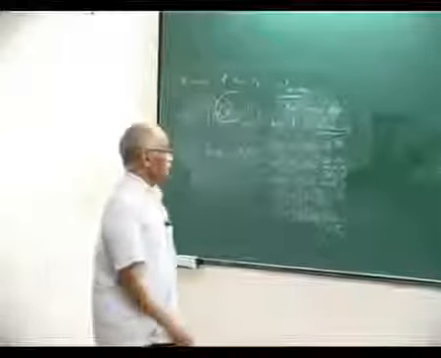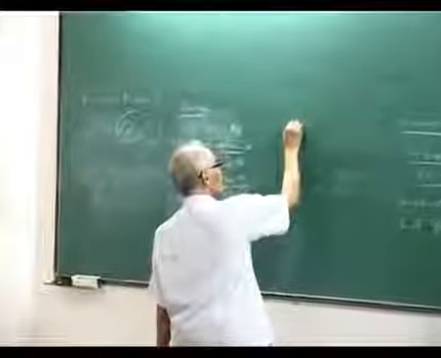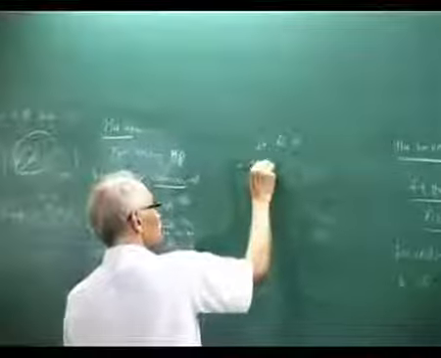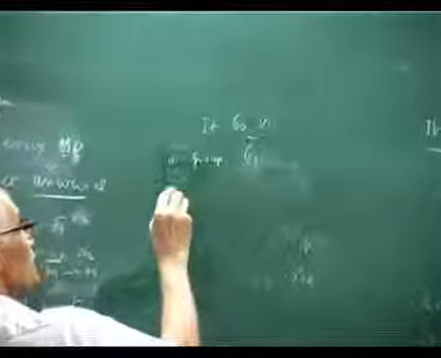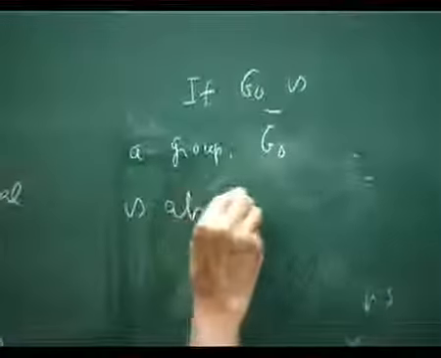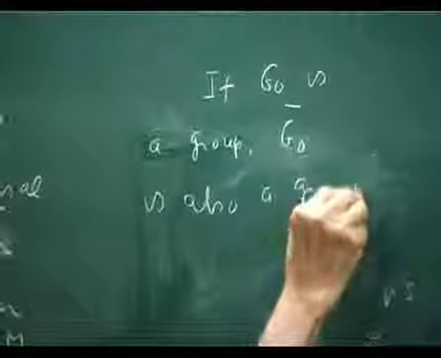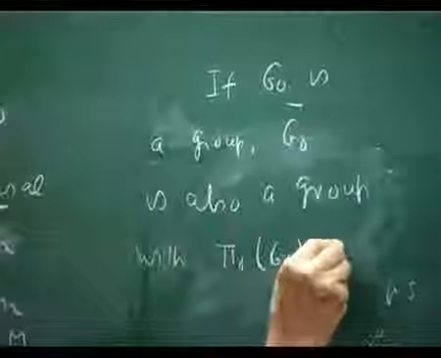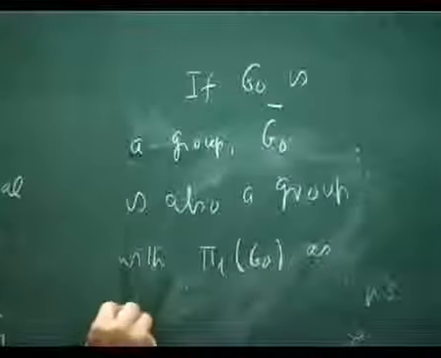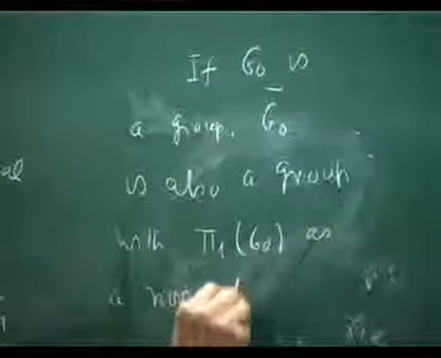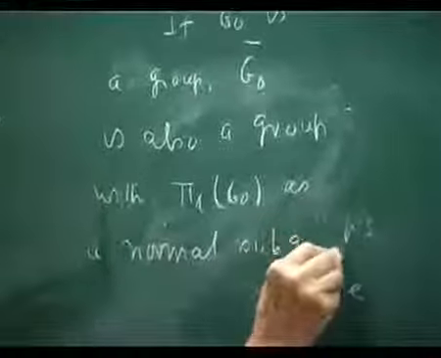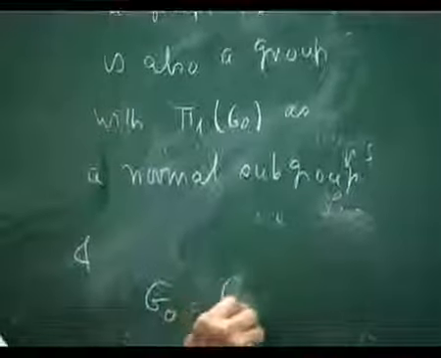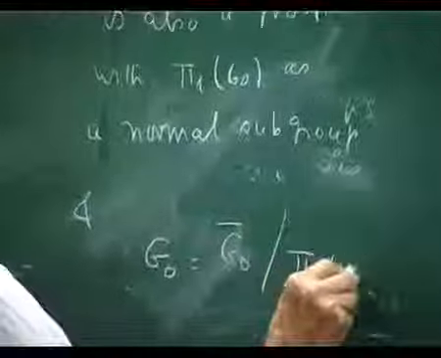Okay, this is the most important thing: if G0 is a group, this G0 bar, this is quite remarkable, is also a group, with pi 1 of G0 as a normal subgroup, and G0 is G0 bar over pi 1 of G0.